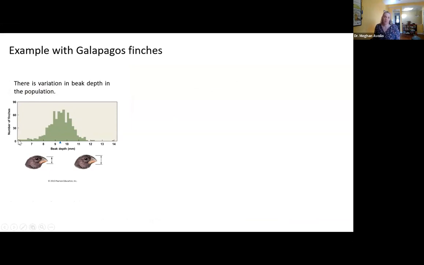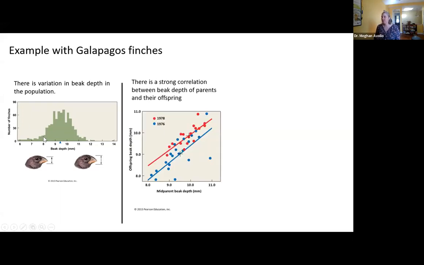So let's say there's one individual that had a beak depth of 6 millimeters. There was around one individual that had a beak depth of 14 millimeters. And most birds had beak depths between 8 and 11 millimeters, right, because you can see here on the y-axis, more finches had beak depths of that size.